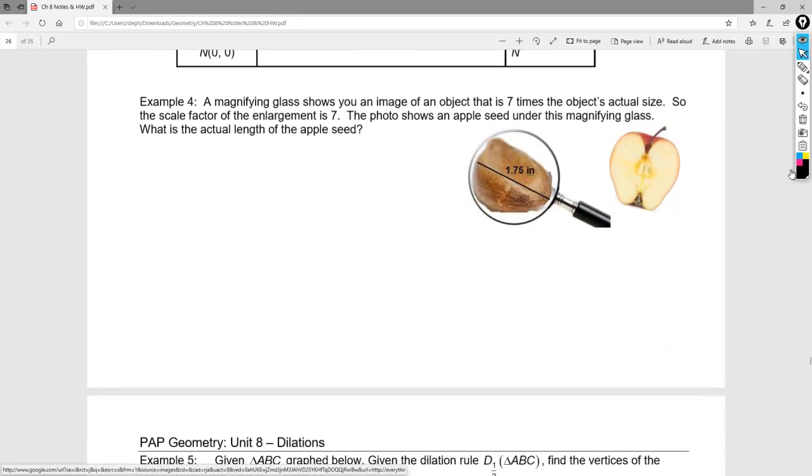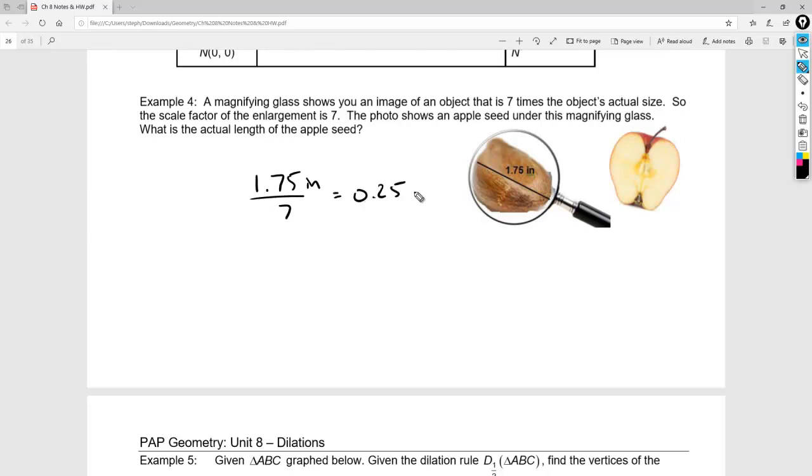Alright, so next example, a little bit of application. We have an apple and a seed, and we are looking at the apple seed under a magnifying glass, which has a scale factor of 7. So we're asked the actual length of the apple seed. What they tell us is that we measure 1.75 inches. However, this has been magnified 7 times. Okay, so we're going to divide this by 7 and get 0.25 inches, and that will give us the actual length of the seed. And that's it. That is it. Super simple.